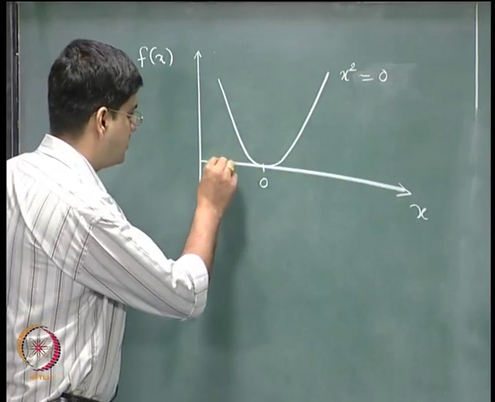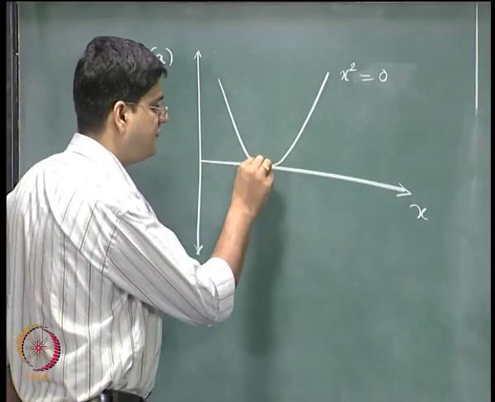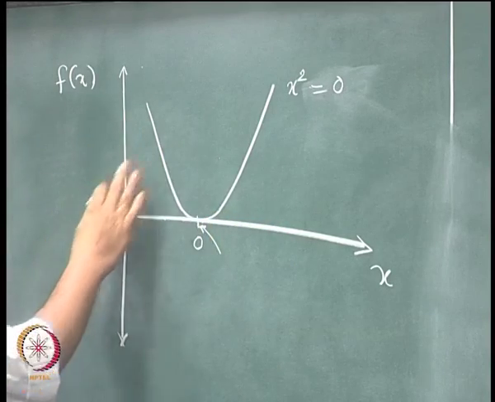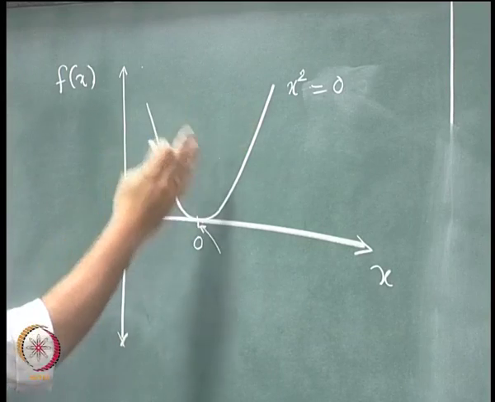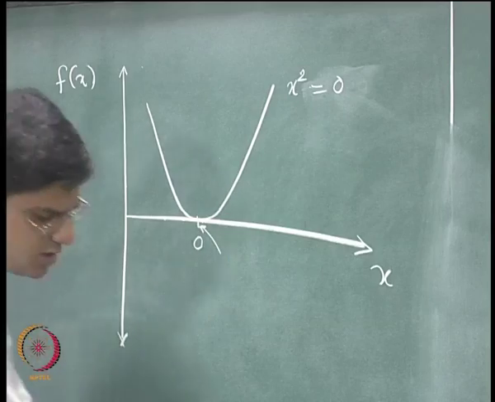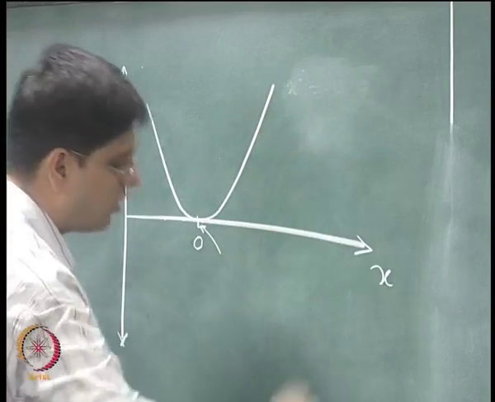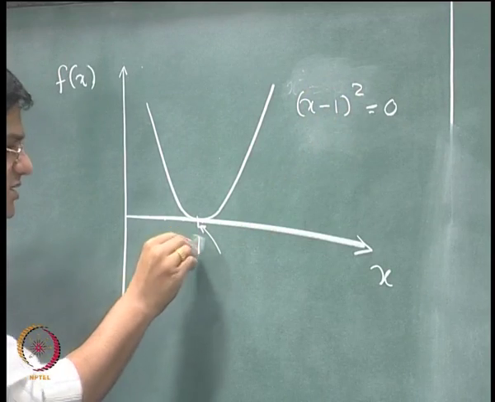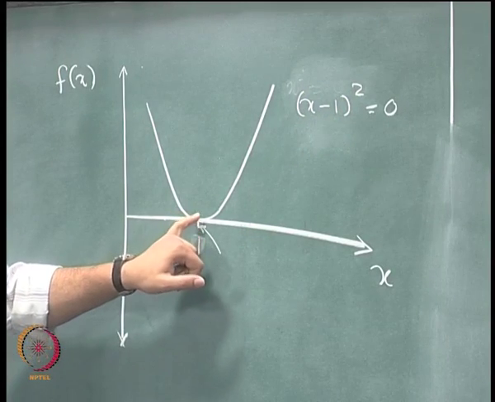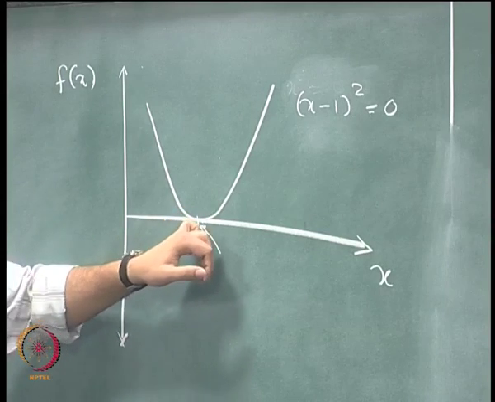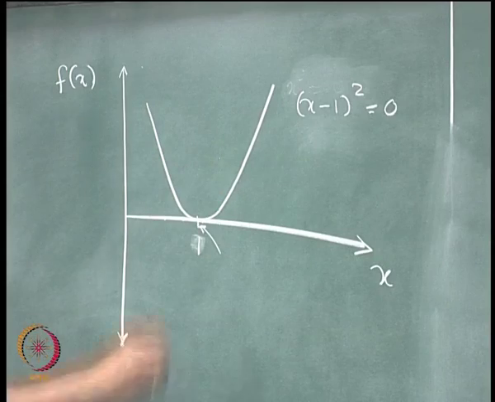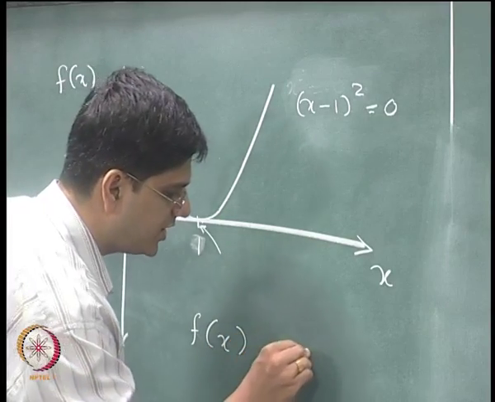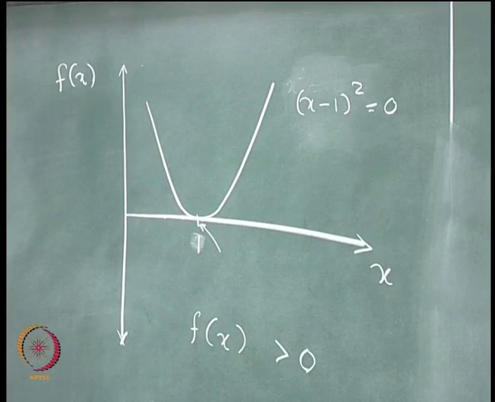If we look at any point on this curve except for the origin, at all the other points on this particular curve, our f of x is always going to be positive. Why just look at x square equal to 0? We could also look at, say, x minus 1 squared equal to 0. In that particular case the point 1 comma 0 is the true solution of this equation. But at any point you take along this curve, f of x is going to be greater than 0 for any point which is not x equal to 1.